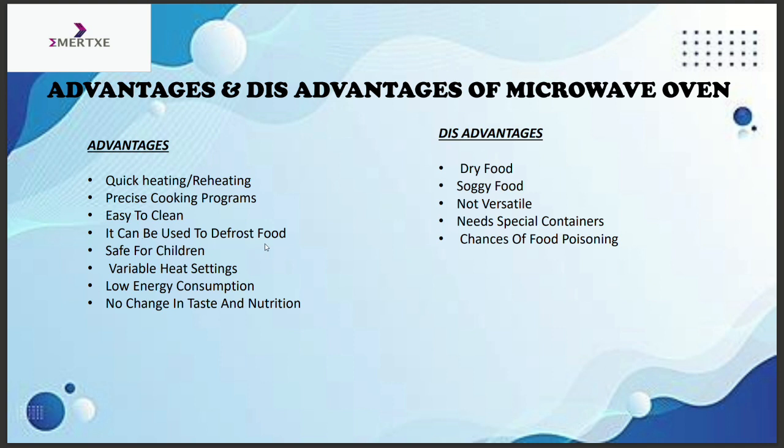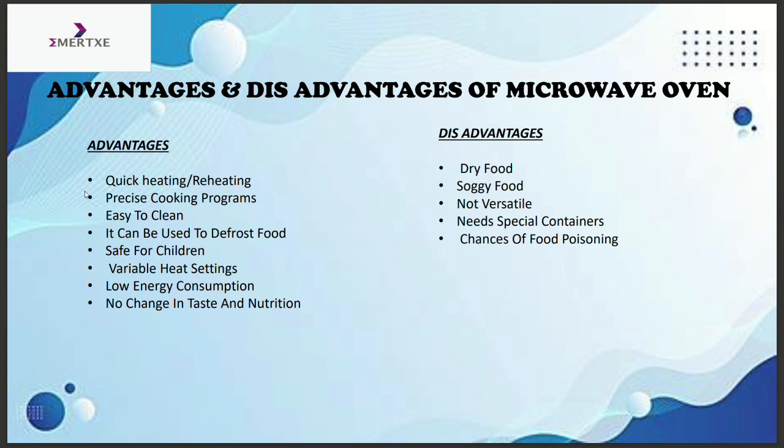It can be used to defrost food. When the food has become cold, we put it in the microwave oven and it gives heat to the food. Safe for children: children are also safe if they accidentally put their hands in, nothing will happen to them. Variable heat settings: we can set how much heat and how much time. Low energy consumption: it does not consume any high energy.